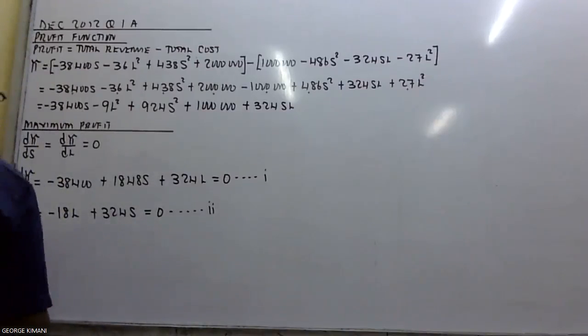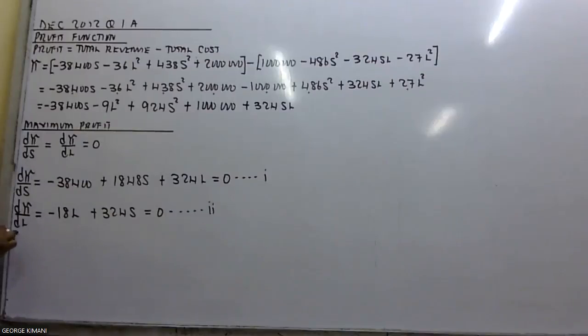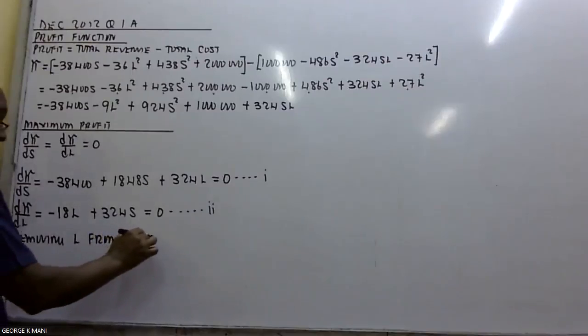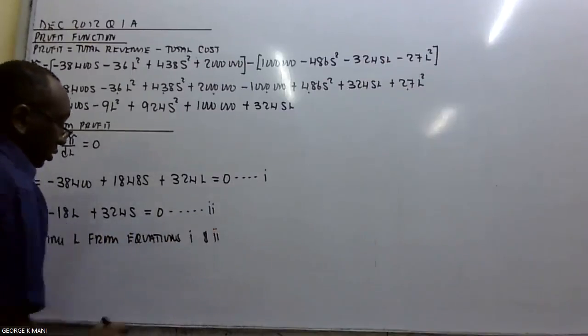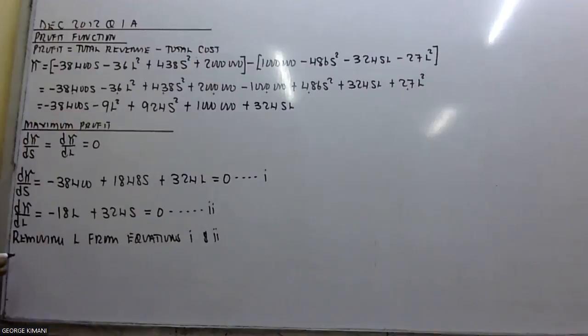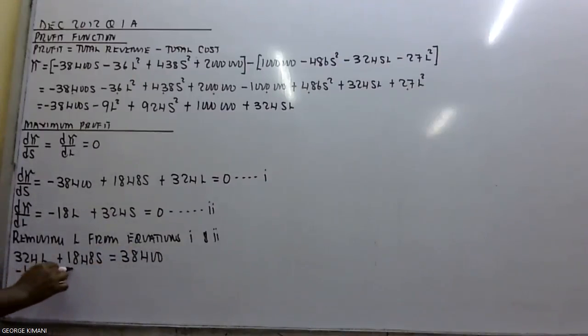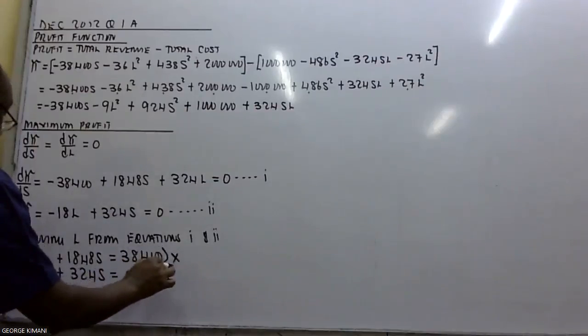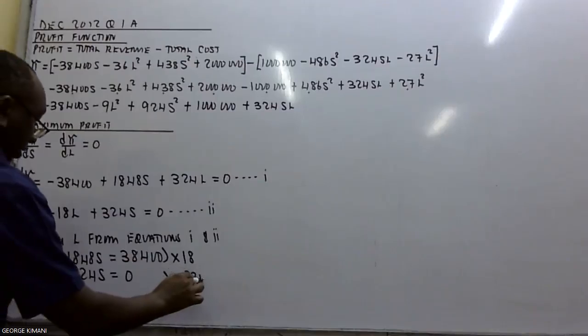When you have those two equations, you solve them using the elimination method, where we remove L from equations one and two. I'm going to have 324L plus 1848S is equal to 38,400, and then negative 18L plus 324S is equal to zero. Because you can see the coefficients here are different, the easiest way is always to multiply by the opposite coefficient. So here I multiply by 18, and here I multiply by 324.